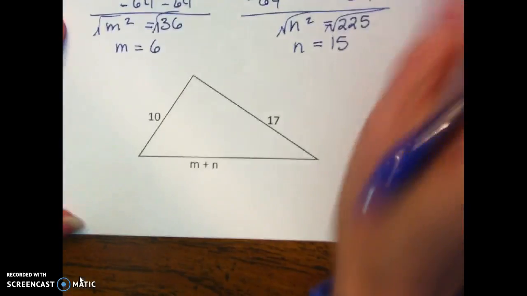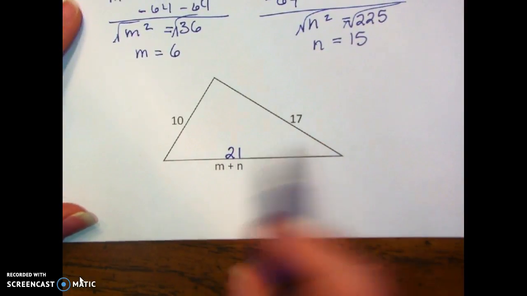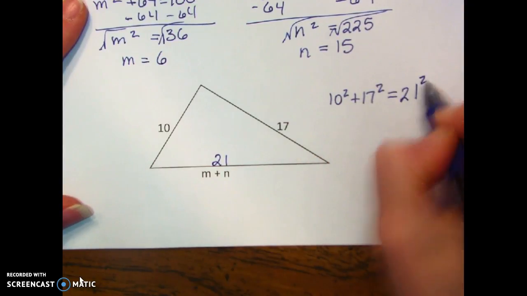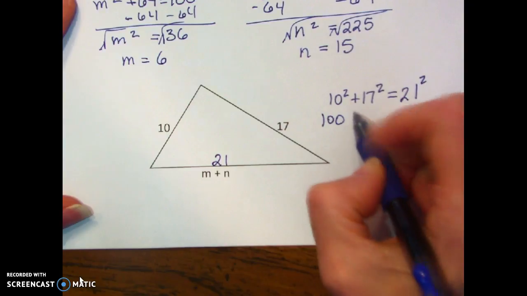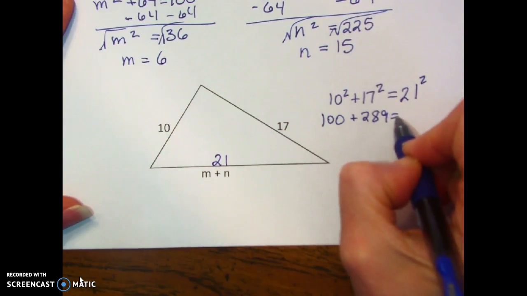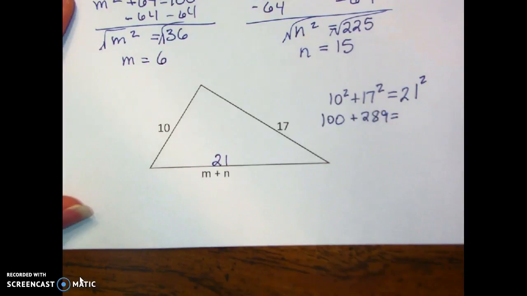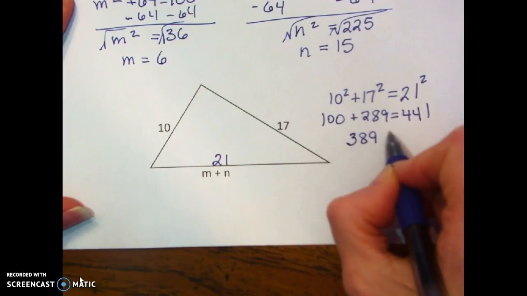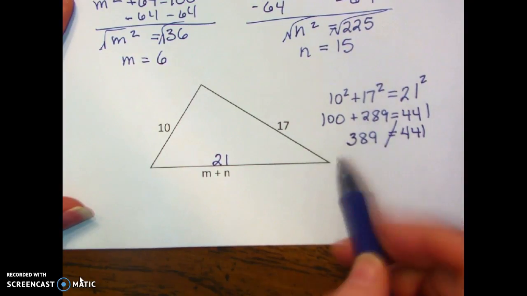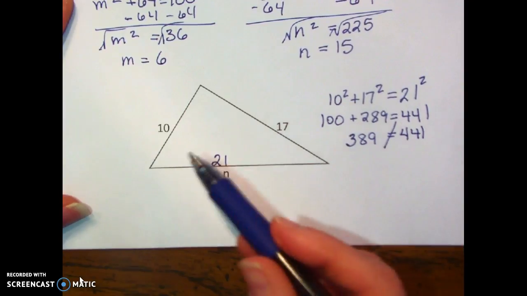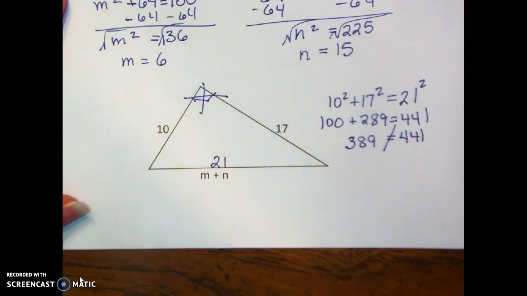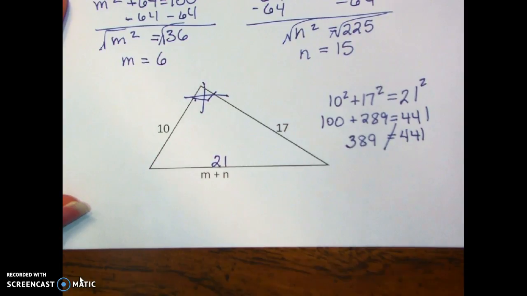So we can actually check this. If we're saying this is 21, we can see if 10 squared plus 17 squared equals 21 squared. Well, 10 squared is 100, 17 squared is 289, 21 squared is 441. When you add these two, you get 389, not 441. So these are not equal to each other, which means this is not a right triangle. This angle here is not a right angle. We'll talk more about proving whether triangles are right triangles or not here in the next section.